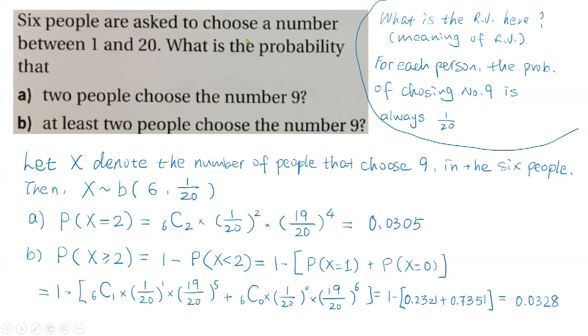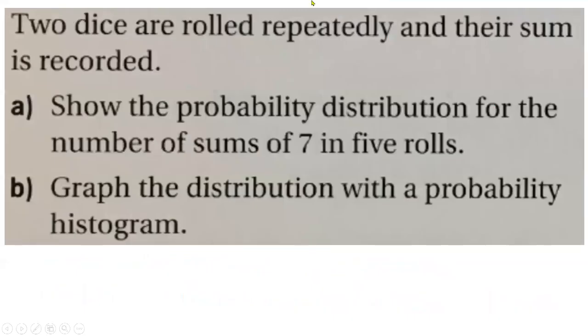Okay, let's see the next one then. Two dice are rolled repeatedly and their sum is recorded. A. Show the probability distribution for the number of sums of 7 in 5 rolls. B. Graph this distribution with a probability histogram. Okay, this time it asks you to calculate the whole probability distribution, right? So that means you have to show the table with the values that the random variable can be, and all the corresponding probabilities. Okay, I'll give you 5 minutes to solve it.